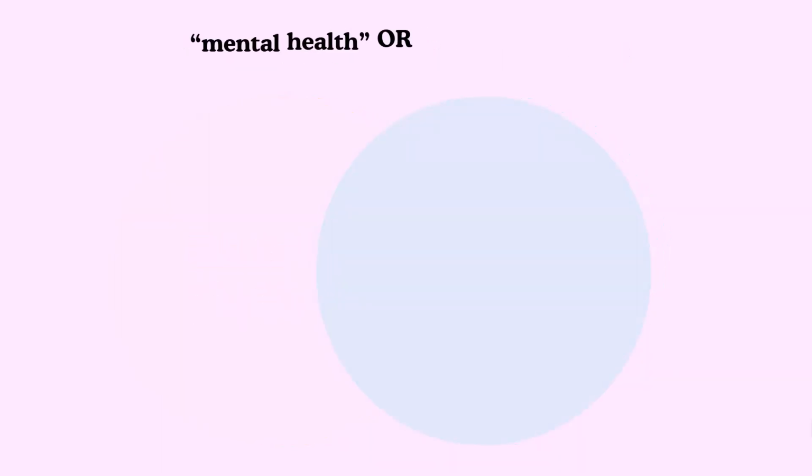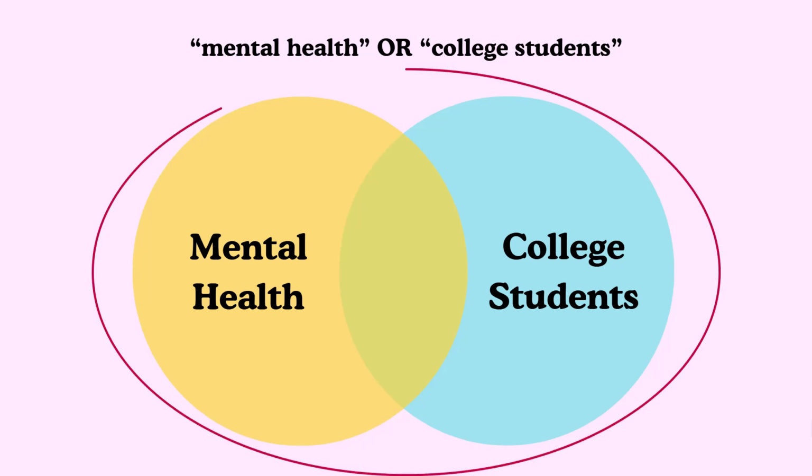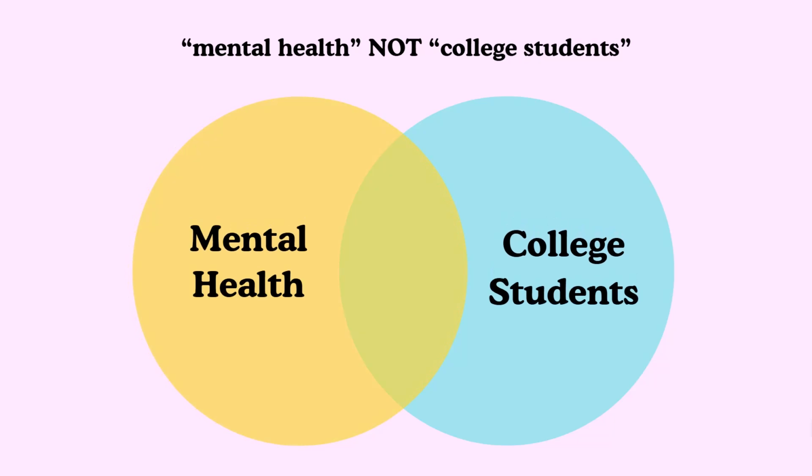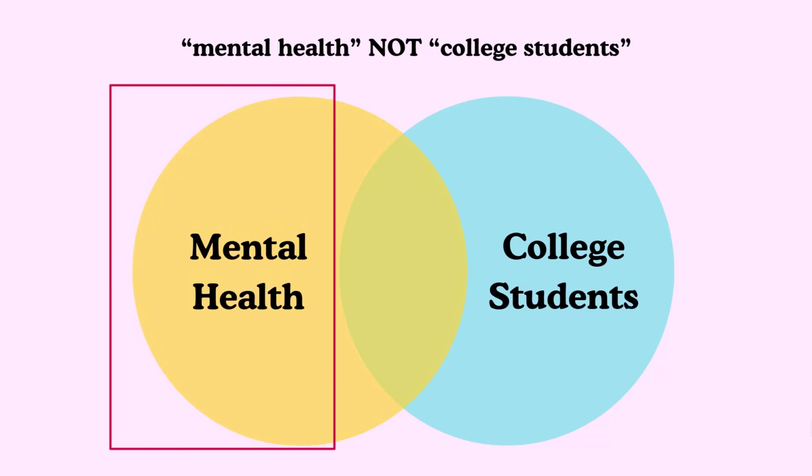If we run the search mental health OR college students, our search result will fall under all three colored sections, the blue, yellow, and green. This is because we've specified the results only need to include one of the terms. It's possible that some results may include both terms, the green, but also the blue and yellow sections will appear. Finally, if we run the search mental health NOT college students, our search results will only include sources from the yellow section. This is because we've specifically asked to exclude sources if they mention college students, which means even sources in the green section will be missed, even if they do mention mental health.